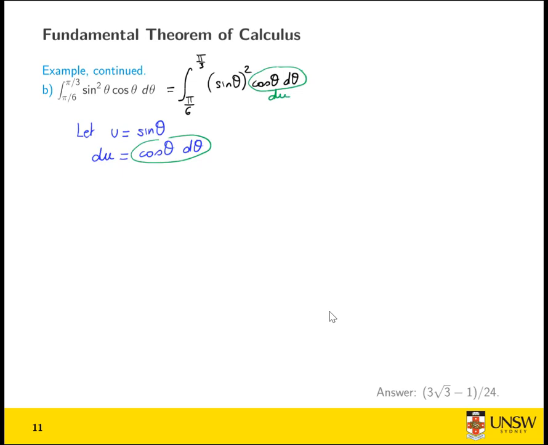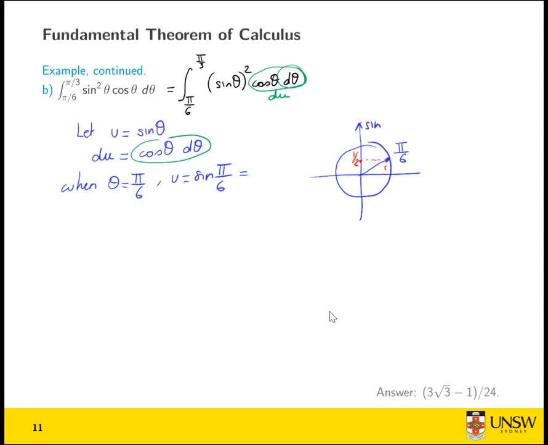And then I know that in my initial integral, the variable was theta. Therefore, these were values of theta. And now I need to calculate the corresponding values of u. So when theta is pi on 6, then u will be sine pi on 6. I know that for pi on 6 and pi on 3, one of the coordinates is 1/2 and the other one is square root of 3 on 2. So this is the one which is 1/2 and sits on the vertical axis, that's sine. So my sine is equal to 1/2.